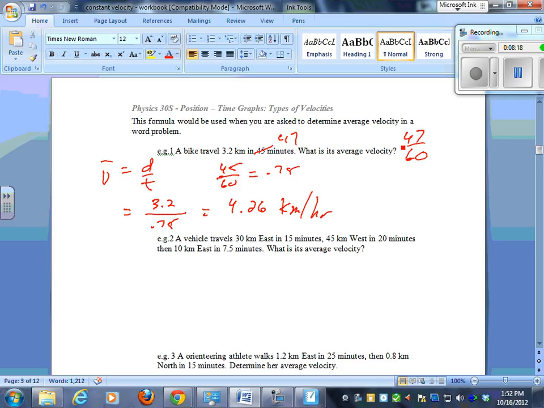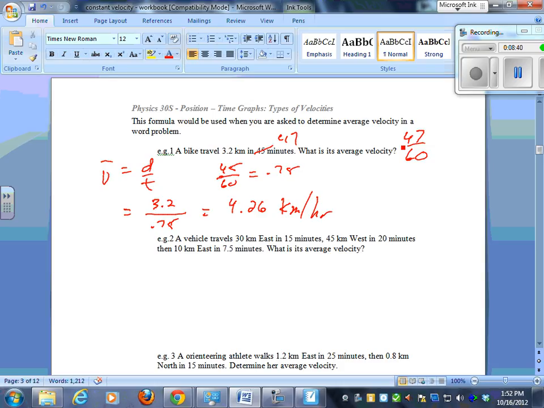How many people think you could maybe take the 30 kilometers divided by the time, then do the 45 kilometers divided by the 20 minutes, then do the 10 kilometers divided by 7.5 minutes, take those 3 velocities and add them together and divide by 3? Would that give me an average? It would be, but it would be wrong. Okay, it wouldn't work. Why wouldn't it work?